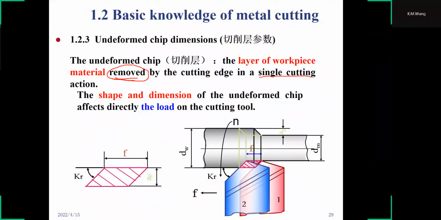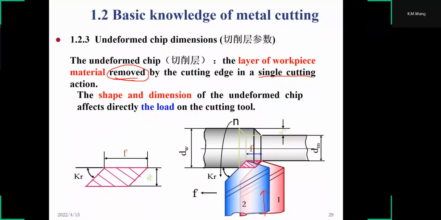I show in this picture, we can see that the undeformed chip is the tool moving from one position to the other position. This area is called the undeformed chip. The shape and the dimension of the undeformed chip affect the load on the cutting tools. The shape and the dimension of the undeformed chip affect the load on the cutting tools.